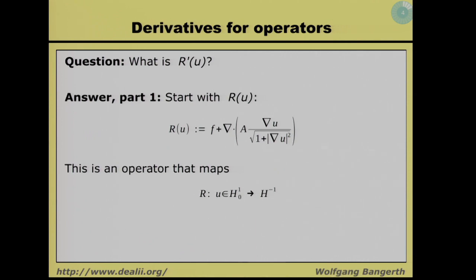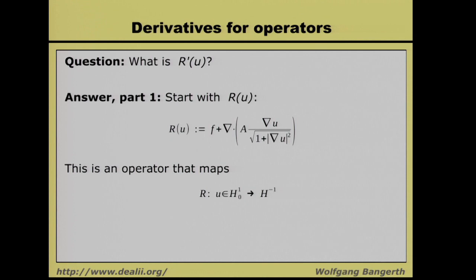So let's look at this again in more detail. If I have r of u, and it's defined as this thing here, then r is an operator that takes a function, which in this case could be, for example, in the space H10. So let's assume that I have this rubber band or this membrane, and it has 0 boundary values, and it maps this solution u, or this function u, into H to the minus 1, right? So I have a function in H1, I take one gradient, I take another gradient, that gives me H to the minus 1.